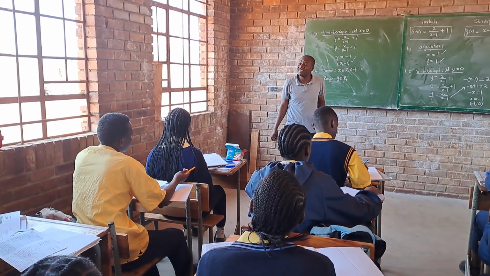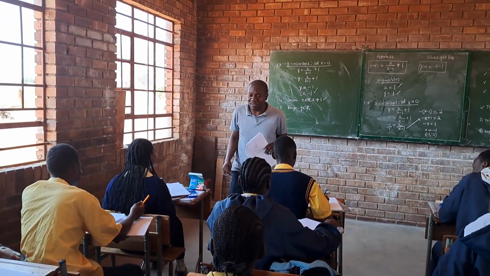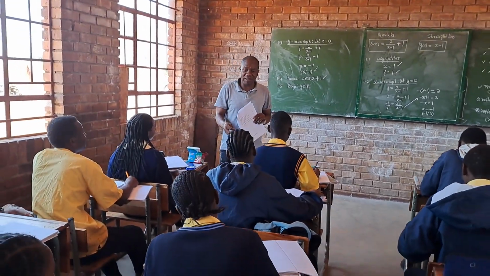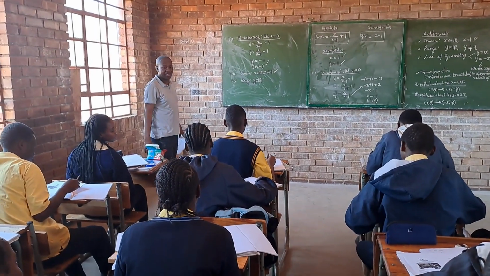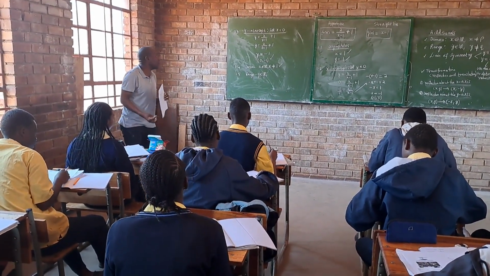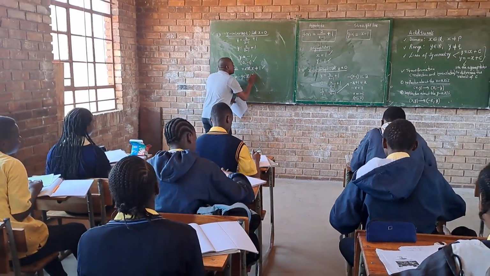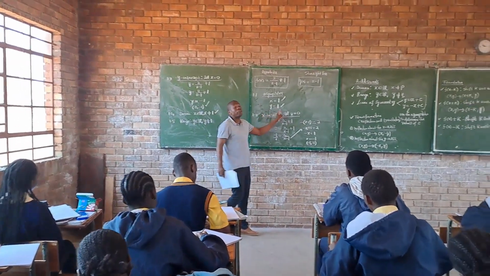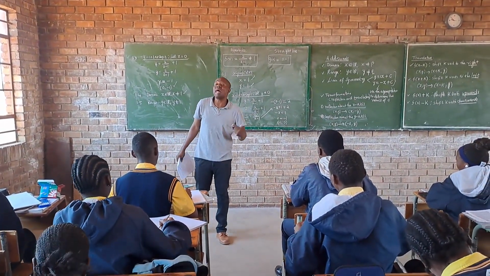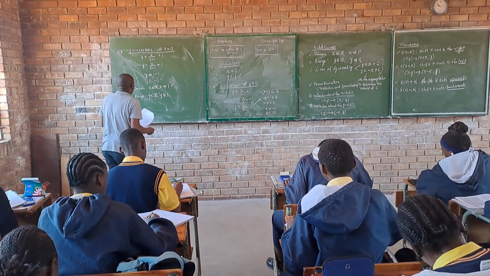Y is an element of real numbers, y must not be equal to 1. Y should not be equal to 1, because y equals 1 is our horizontal asymptote. Okay? It means the graph is not going to touch 1.